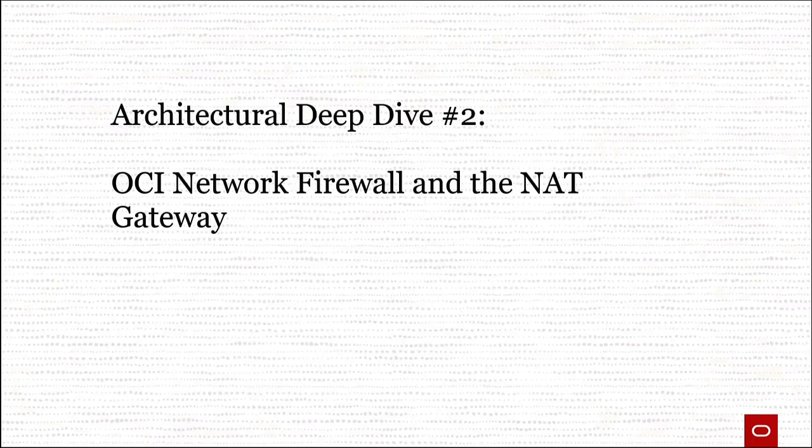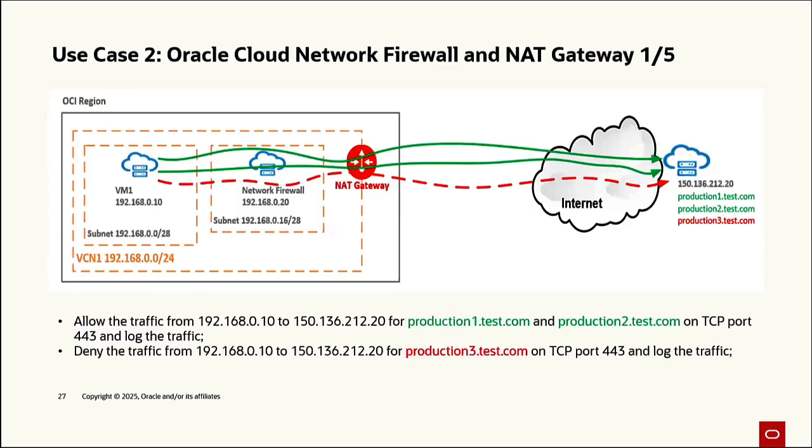Now, a second case is to combine the OCI network firewall with the NAT gateway. We will change a little bit how the traffic flows, but we will maintain the same structure from the routing perspective. Let's see it in action. What we have here, we have replaced the internet gateway with the NAT gateway. We stripped out the public IP address from our virtual machine. We maintain the network firewall in exactly the same position with exactly the same IP address. And we have our 150.136 server on the internet hosting 3 URLs, 3 FQDNs, production1test.com, production2test.com, and production3test.com.